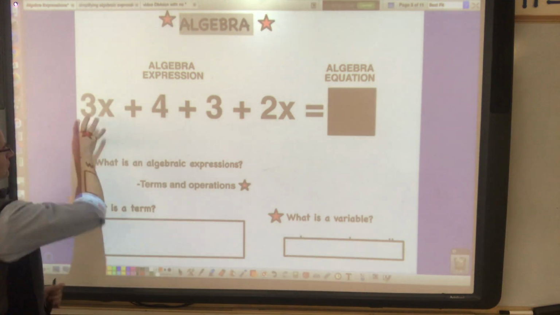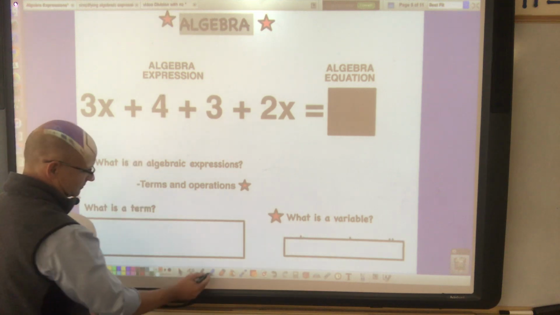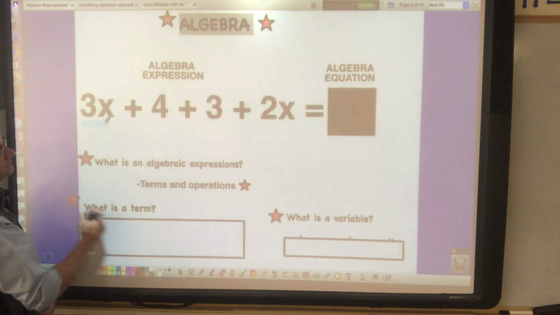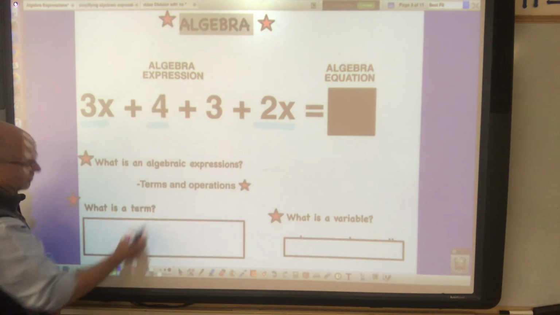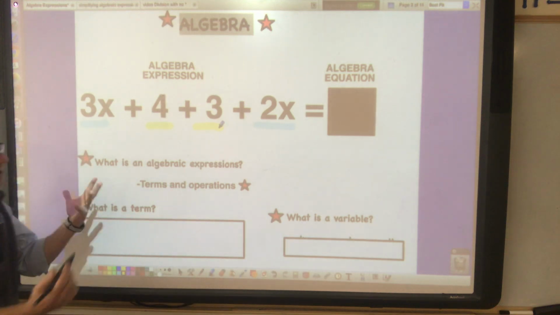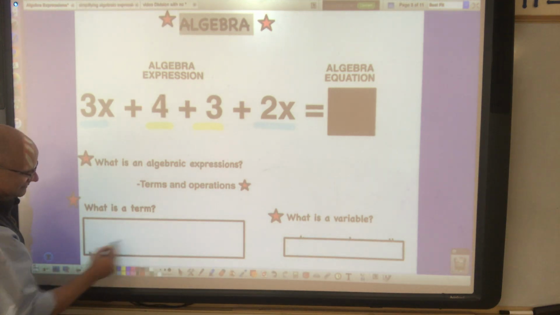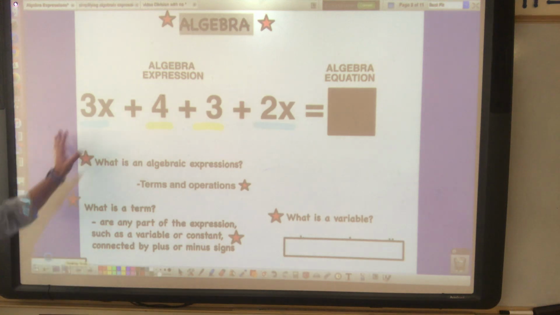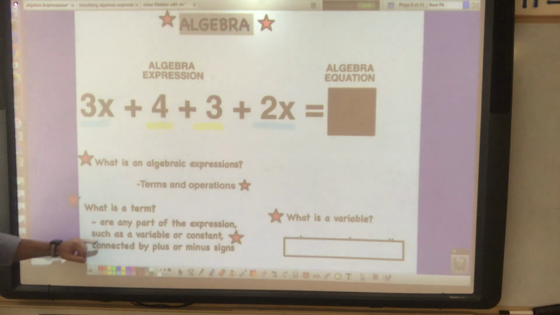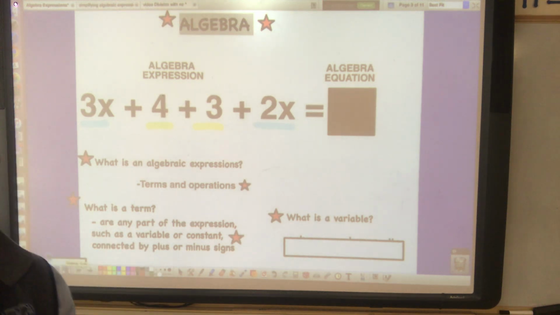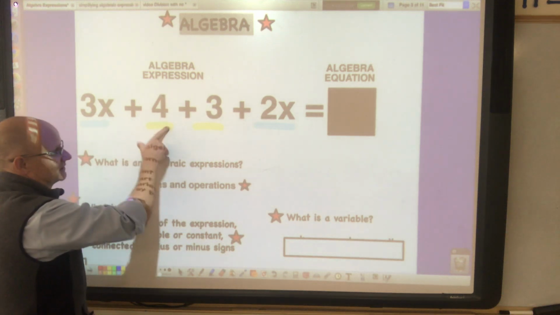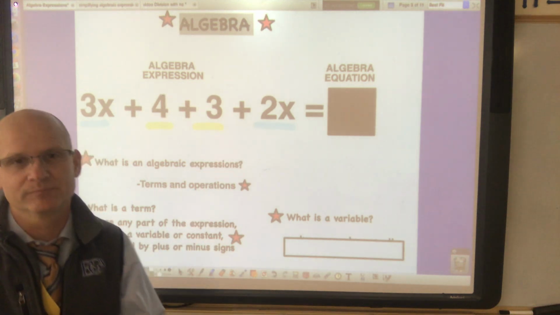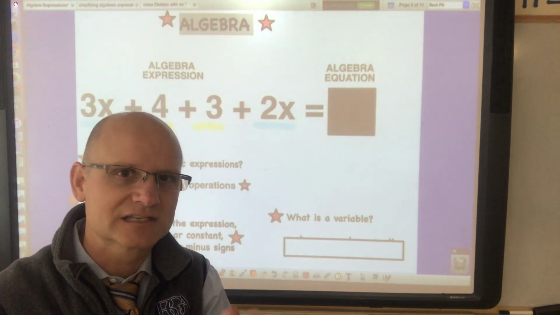So this is a term. This is a term. Actually, let me highlight it. This is a term. This is a term. This as well is a term. And this is a term. So what are terms? Terms are any part of the expression, such as a variable or constant, that's connected by a plus or minus sign. So this is a term because it's connected by a plus sign. This is a term because it's connected by a plus sign. Terms are anything in the expression that's connected by a plus or minus sign.